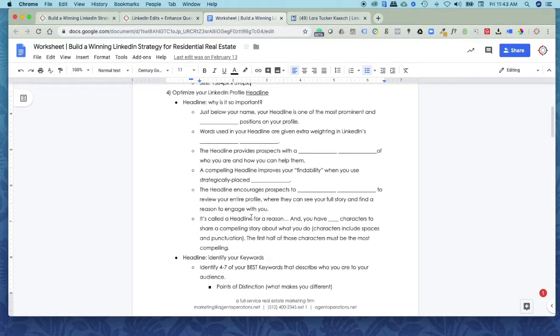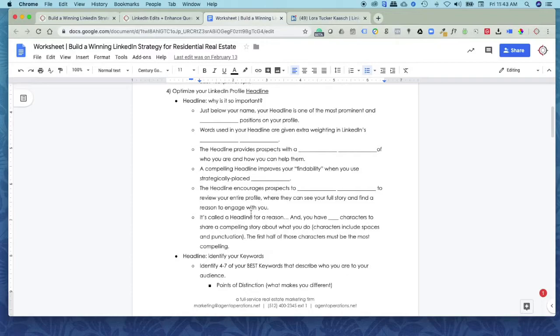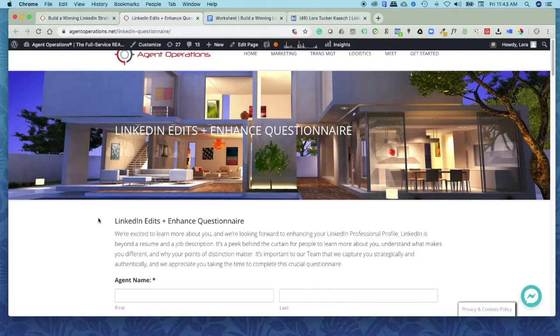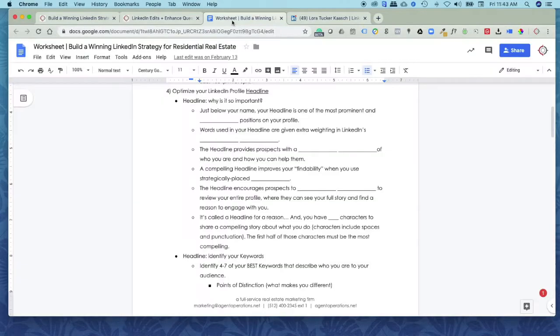All right, so we're optimizing your LinkedIn profile headline. Before you start, number 4, I would like for you to complete the questionnaire, that downloaded questionnaire from our website. It's going to ask things like, who's your ideal client? What are your biggest strengths? How would clients describe you in 3 words or less? So it'll get your brain oriented to really thinking about content. And that's what we want to talk about.